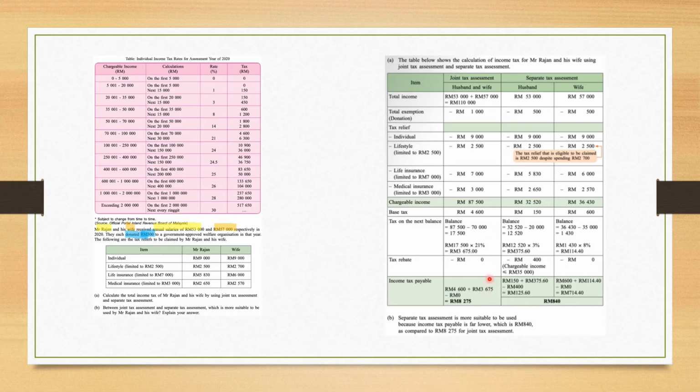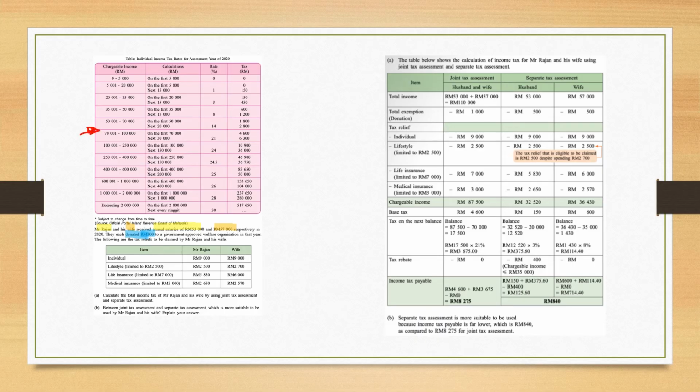So the base tax is 4,600. Since your chargeable income in this particular joint tax assessment is 87,500, we're going to look at right here. This guy right here. Let me just use a clearer color.